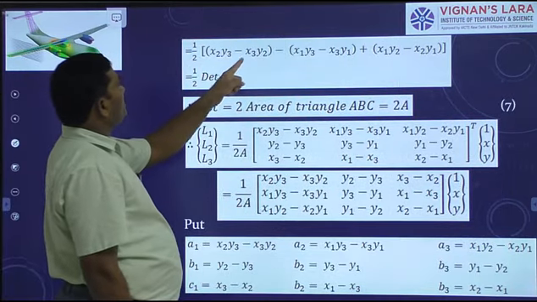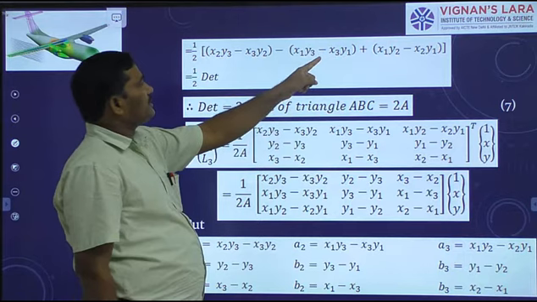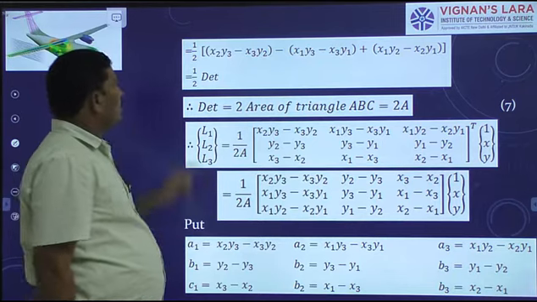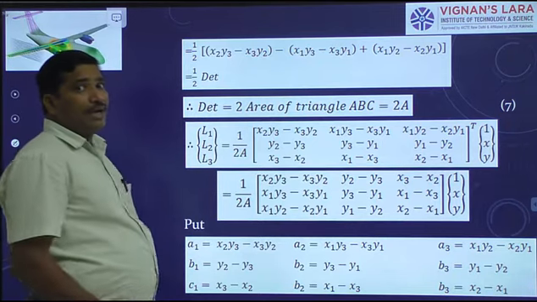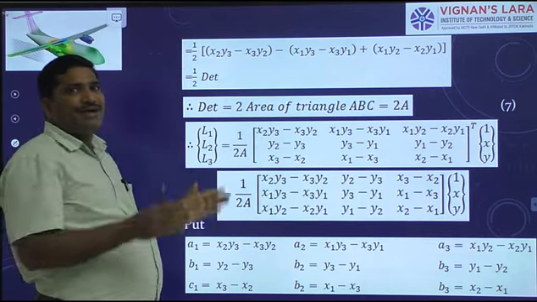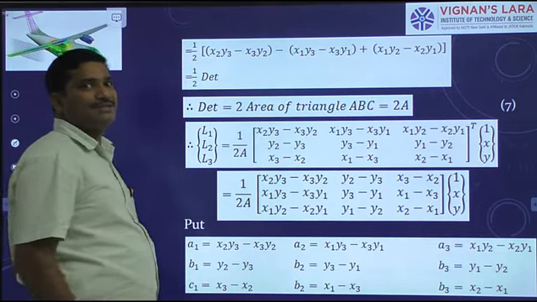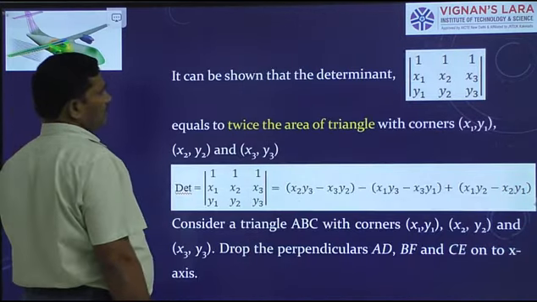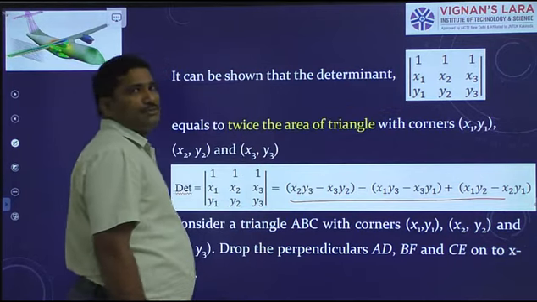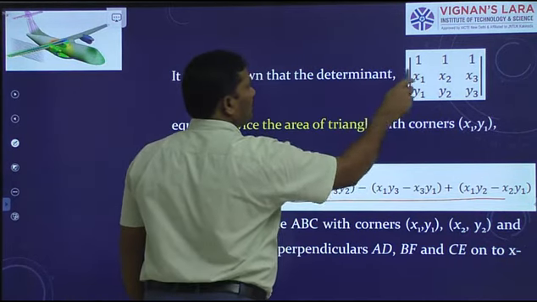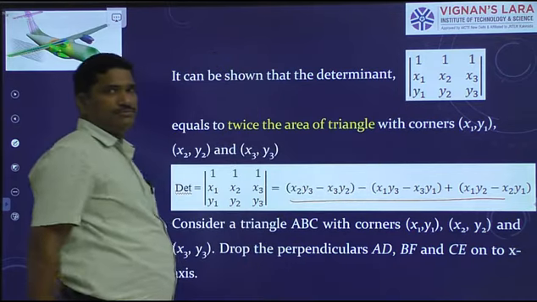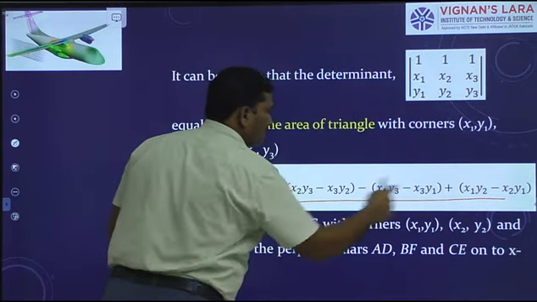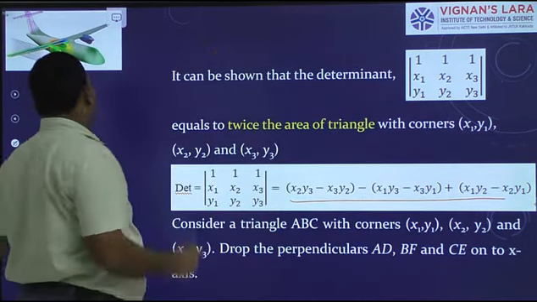1 by 2 into x2 y3 minus x3 y2, minus half x1 y3 minus x3 y1, plus x1 y2 minus x2 y1, which equals 1 by 2 into the determinant of that matrix. We have determined the determinant of that matrix. What is it? So you go back and see. Determinant of 1, 1, 1, x1, x2, x3, y1, y2, y3. Okay? So when you determine the determinant of this, you get like this. The same we also had there.